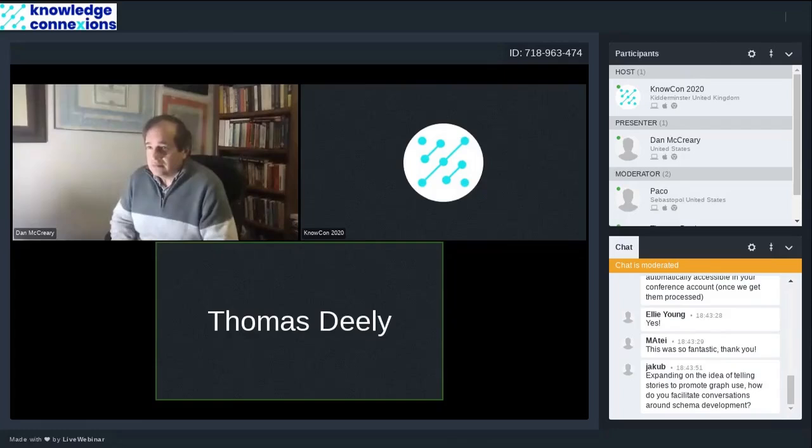Expanding on the idea of telling stories to promote graph use, how do you facilitate conversations around schema development?